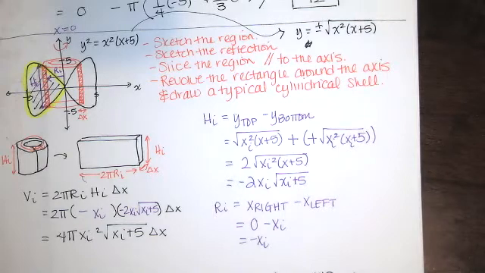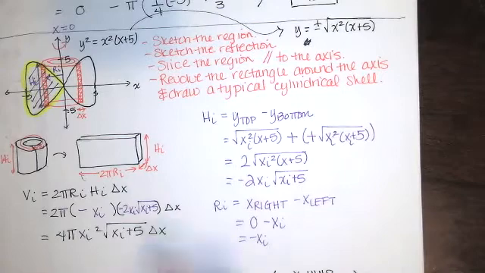The total volume is the sum of all those volumes. We'll add them up and take the limit as delta x goes to 0 or as the number of shells goes to infinity, and we get an integral. Okay, so we'll write this down and then we'll evaluate the integral.